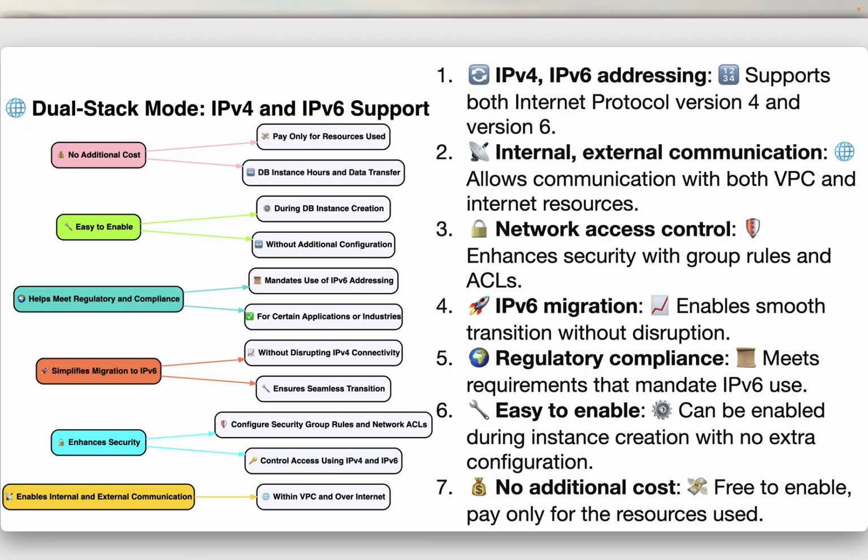Seventh, no additional cost for using dual stack mode. So there is no additional cost for using dual stack mode in Amazon RDS. You only pay for the resources you use, such as DB instance hours and data transfer.